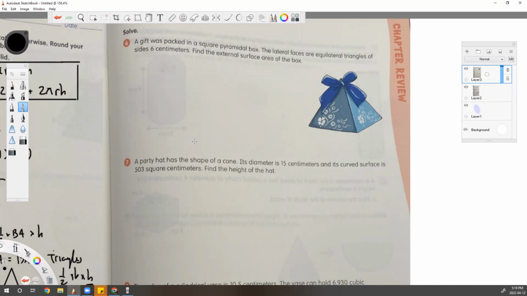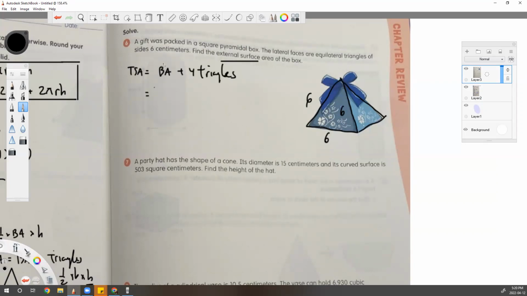Okay, so we know that the 6 centimeters is all this part, right? Equilateral triangles, so everything is 6. So we know that the base is the square form. So we are finding the external surface area. Oh, very simple. So the total surface area is the base area plus 4 triangles also, right? 4 identical triangles. Okay, that's the rule.